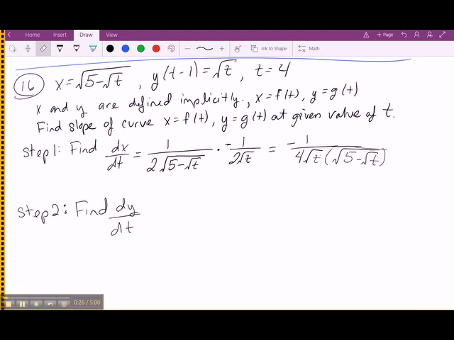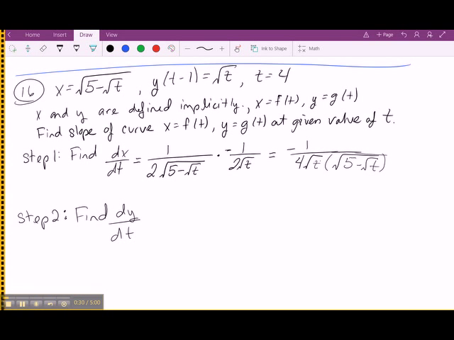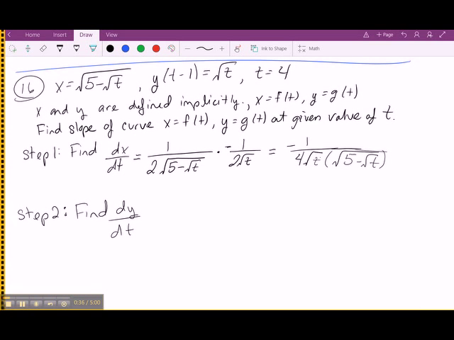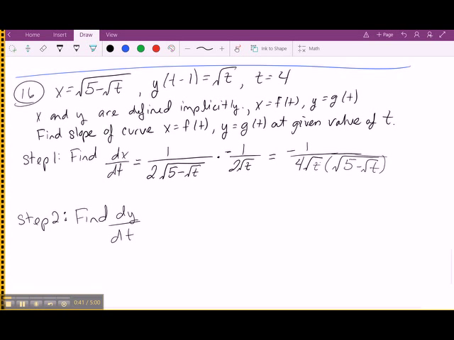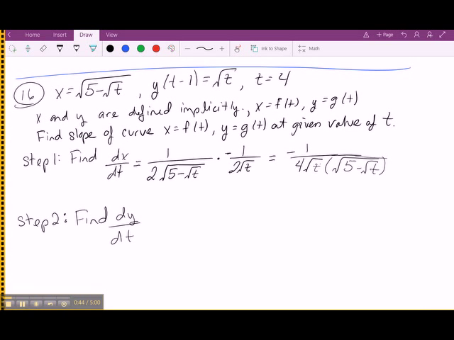Okay, so the first step for number 16, we have the two implicitly defined x's and y's, and we're supposed to find the slope of the curve. So we need to kind of follow through with the same steps we had before. We need to find dx dt and dy dt. So dx dt, we just take the derivative of our function x, which I already worked on doing here. So dx dt is equal to this value here.